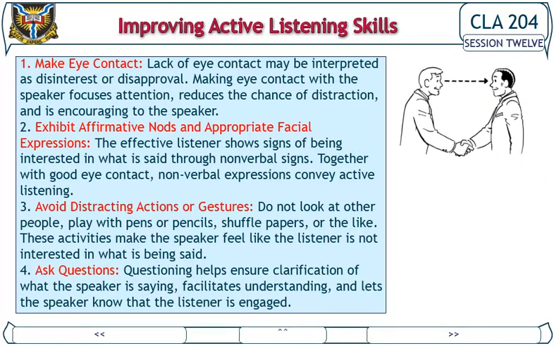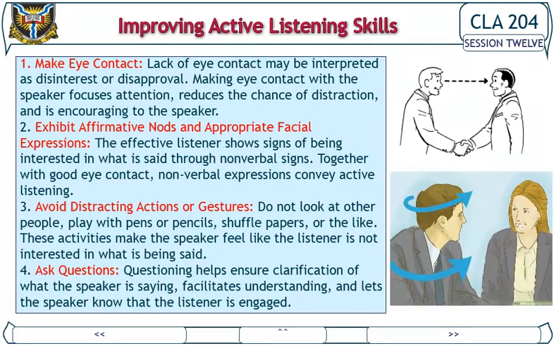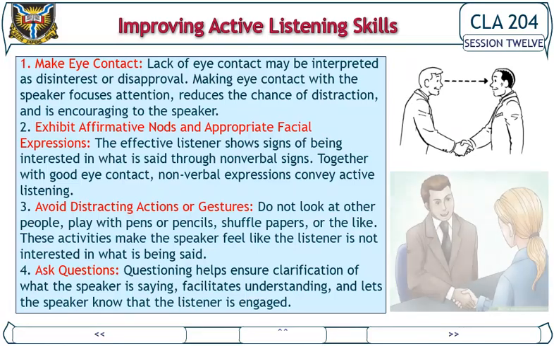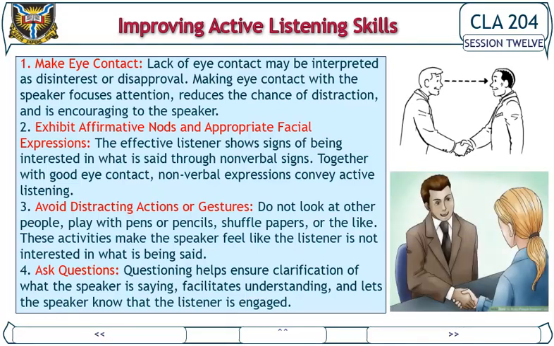Improve active listening skills. 1. Make eye contact. Lack of eye contact may be interpreted as disinterest or disapproval. Making eye contact with the speaker focuses attention, reduces the chance of distraction, and is encouraging to the speaker. 2. Exhibit affirmative notes and appropriate facial expression. The effective listener shows signs of being interested in what is said through non-verbal signs, together with good eye contact. Non-verbal expressions convey active listening.